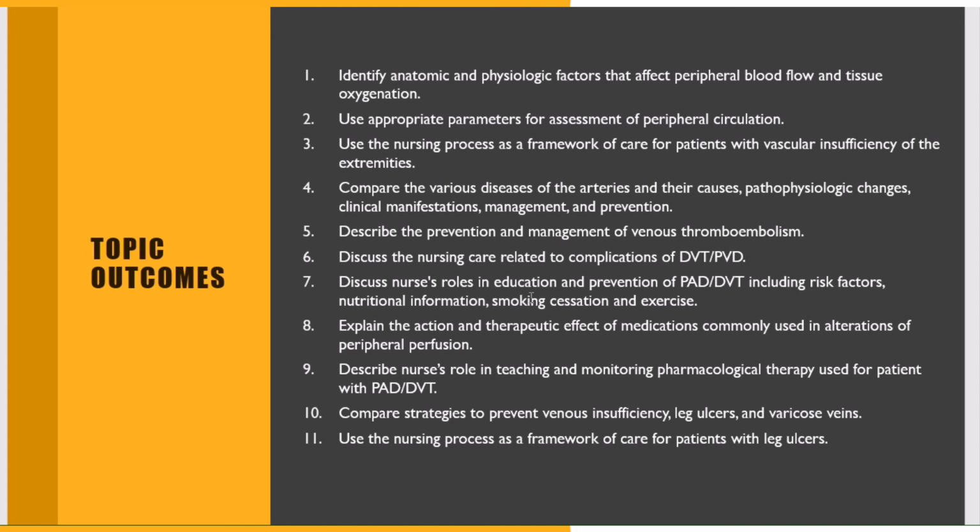These are the topic outcomes. So we'll be going through a brief explanation of anatomy and physiology of the peripheral blood flow and tissue oxygenation. We'll be looking at different diseases that affect arteries and veins, including clinical manifestations, diagnostic tests, risk factors, management, both medical and nursing, and also how to prevent these diseases. Most common venous disease includes DVT.